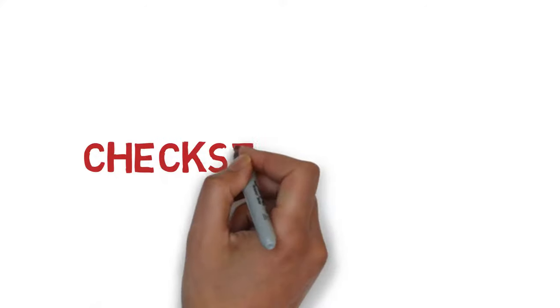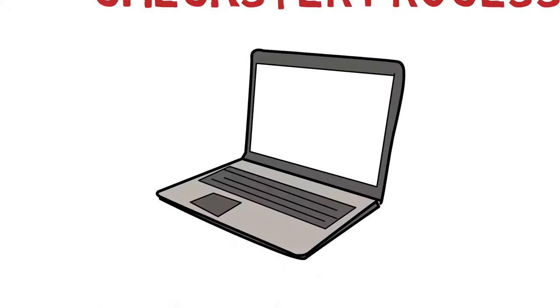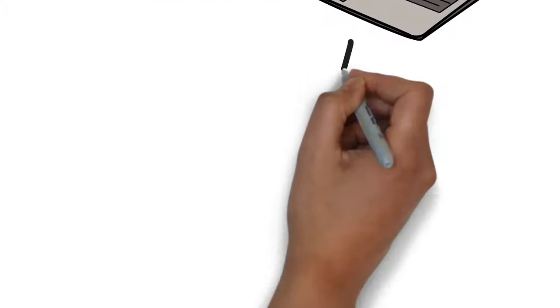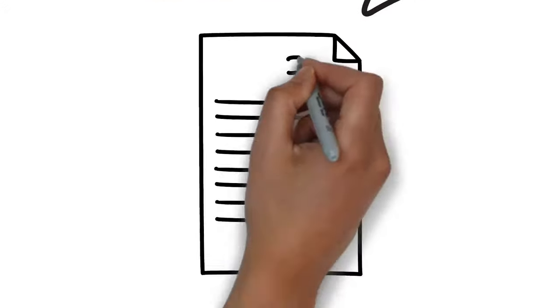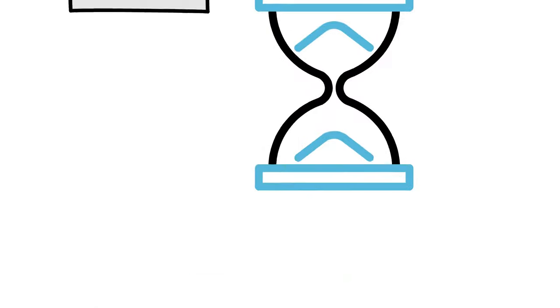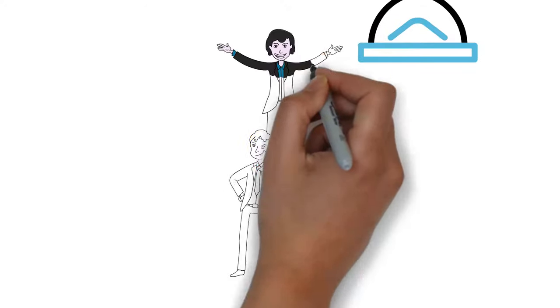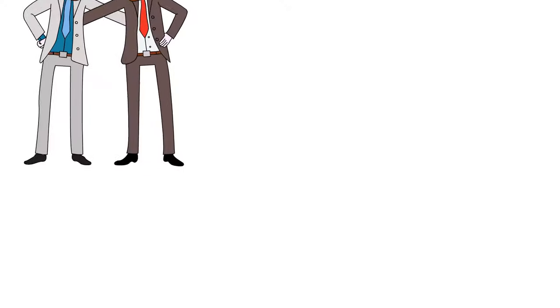Now, let's look at the Checkster process. The Checkster process is done entirely online, and as a result, you get one easy-to-read, detailed Checkster report, and a checkup only takes 2 minutes to start. Hiring teams will be so satisfied that they'll look like this. Oh, and your candidates will end up looking more like this.